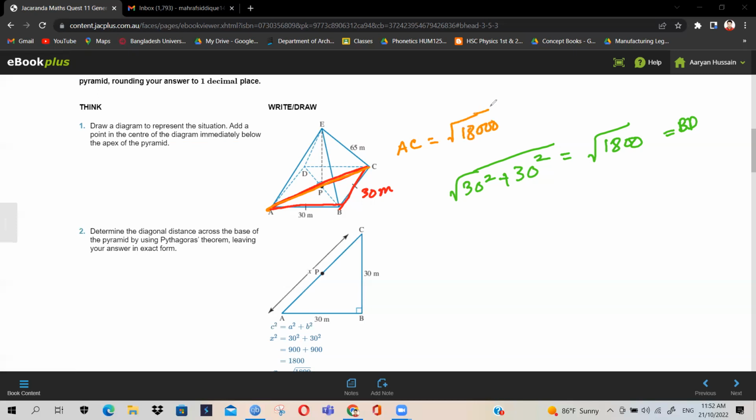Is it clear up until now? Yes. Now, whenever we are trying to calculate the value for height, what are we going to do? We have the hypotenuse, that is 65. So this is 65, and this will be our height and this will be our base. Now what will be the base PC? AC equals root over 1800. So what will be PC?